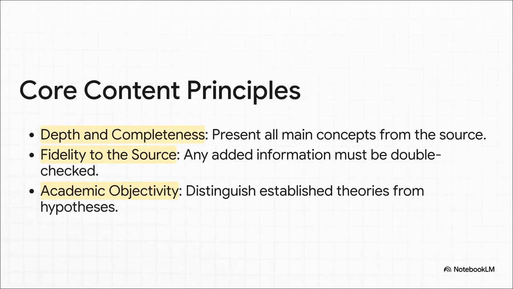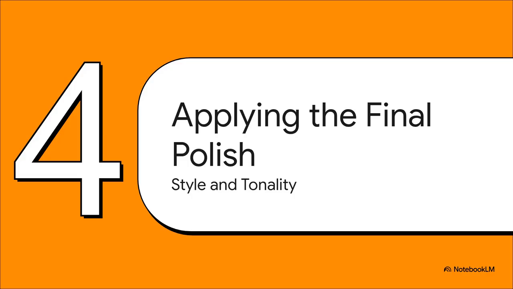Beyond just clarity, there are 3 other principles we stick to. First, depth and completeness. We present all the main concepts. We don't just cherry-pick the easy stuff. Second, fidelity. If we add any extra info to help clarify, it has to be rigorously checked against the source. And third, academic objectivity. We're always very careful to distinguish between what's an established theory and what's just a hypothesis. All right, we've built the house and we've furnished it with high-quality stuff. Now for the last step, applying the final polish.